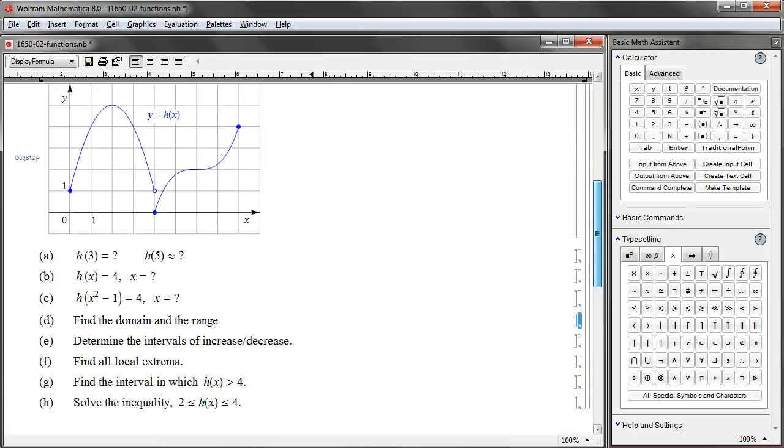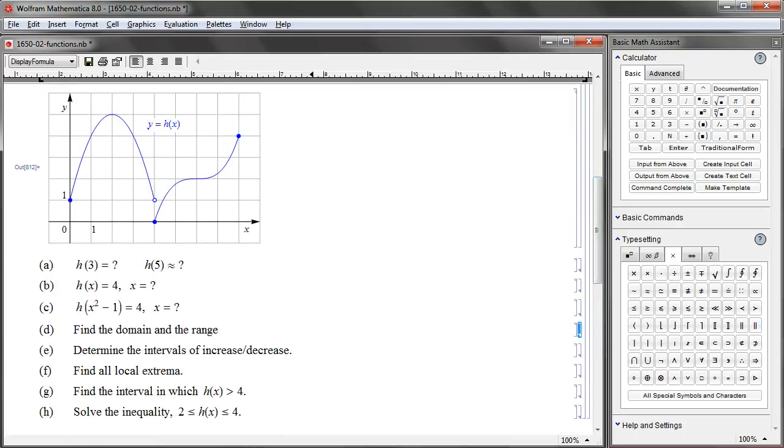And okay, determine the intervals of increase and decrease. Again, this is pretty simple. As we move from left to right, does the y-coordinate go up or down, increase or decrease? That's the question, and it's easy to answer.